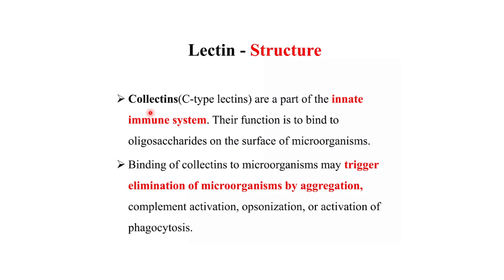The other type, the C-type lectins, you can also call them collectins. It's a part of your innate immune system. Their function is to bind to oligosaccharides on the surface of microorganisms. The binding of collectins to microorganisms may trigger elimination of different microorganisms and foreign particles by aggregation, complement activation, opsonization, or the activation of phagocytosis. In this way, you trigger activation of B cell and T cell production and NK cell production, and in one way it can grab foreign materials or microorganisms via phagocytosis, opsonization, etc.